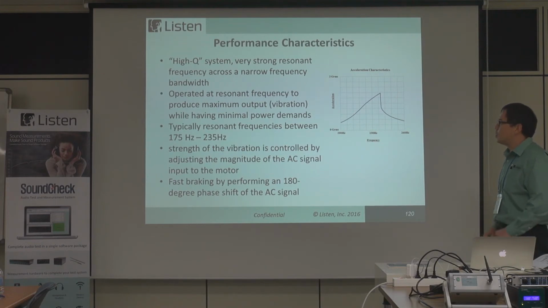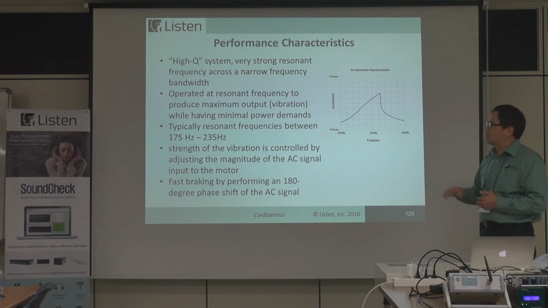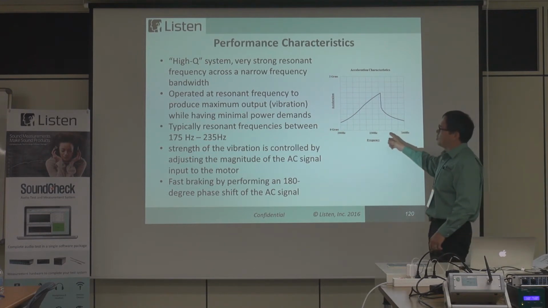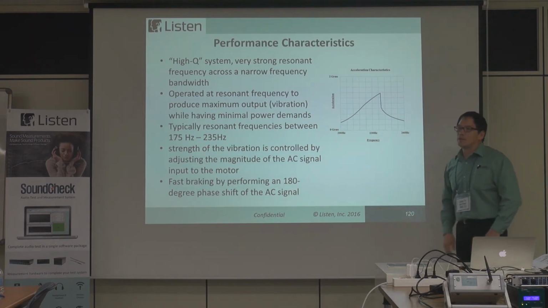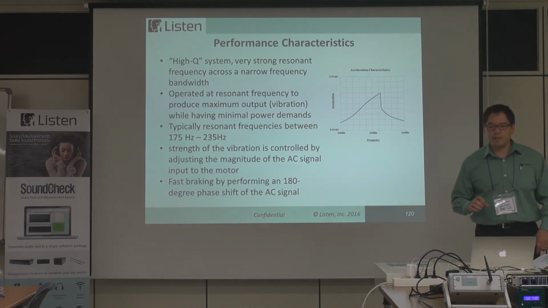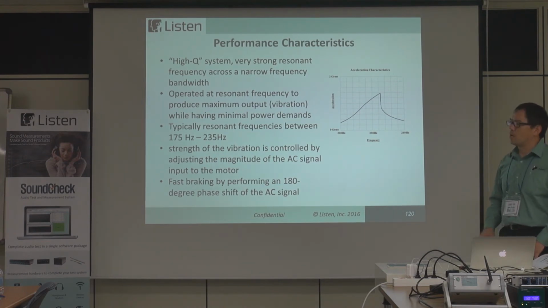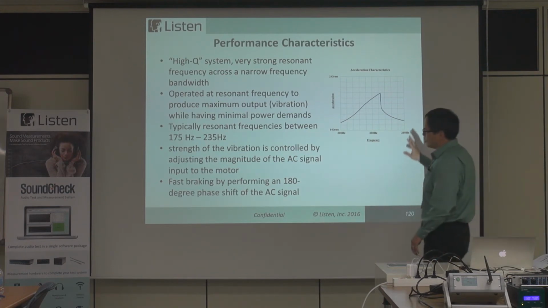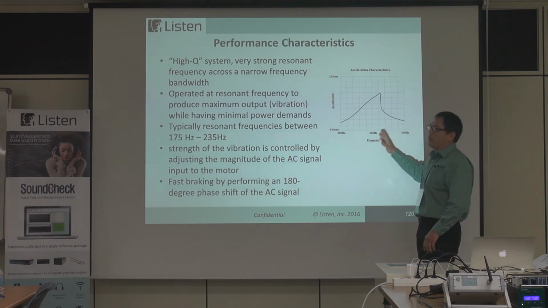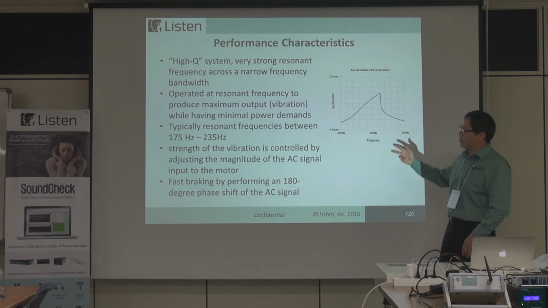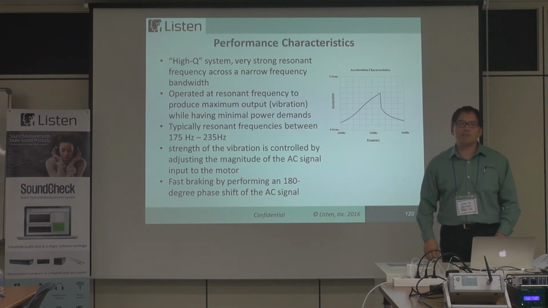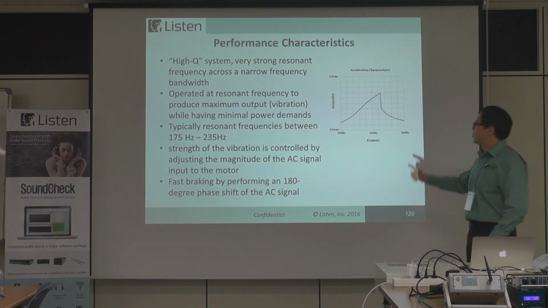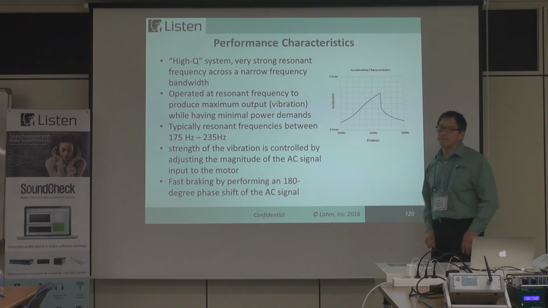The typical frequency we're talking about for linear motors is around 175 to 235 hertz. Like I said, the strength of that vibration is adjustable. If you change the amplitude of the AC signal, you can get more or less vibration. And to control the braking time, you can do a 180-degree phase shift in your signal. That will also cut down on the braking time.